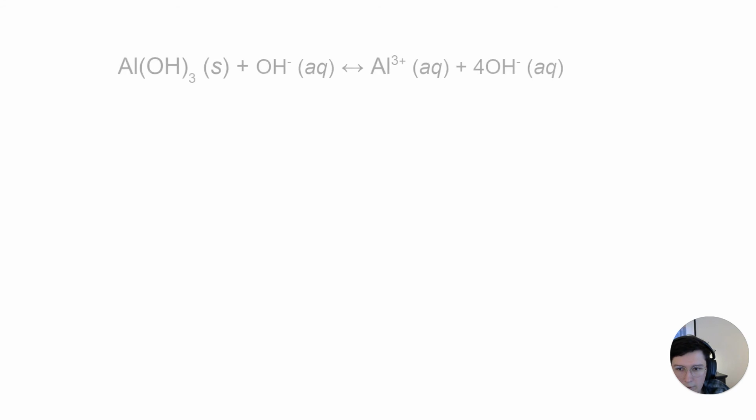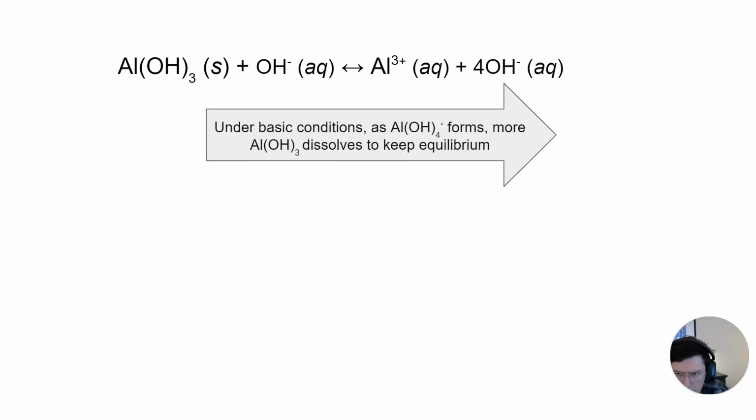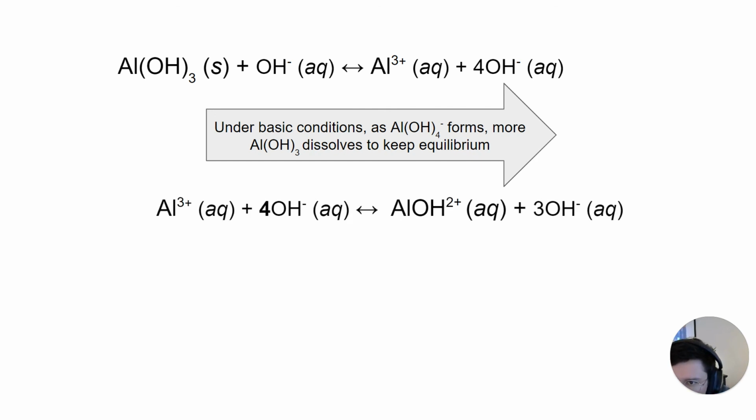So let's do an example of this. So here is aluminum hydroxide in the presence of a base, and it dissolves. So under basic conditions, as Al(OH)4 forms, more is going to dissolve to keep the equilibrium. So how does that work? Well, the actual form of Al3+ is Al3+, and then it has a bunch of water molecules essentially magneted onto it that are providing charge stability around it.